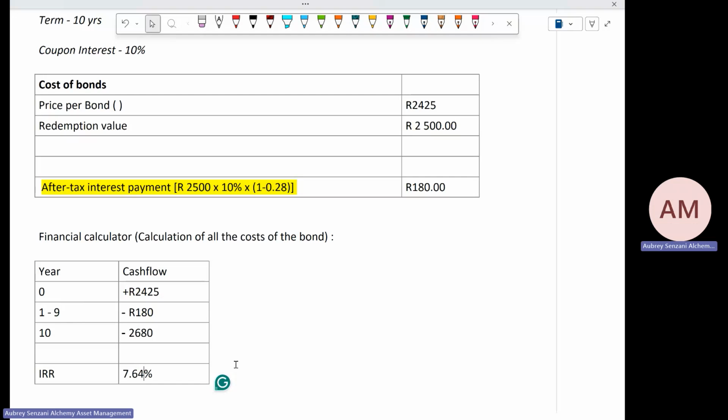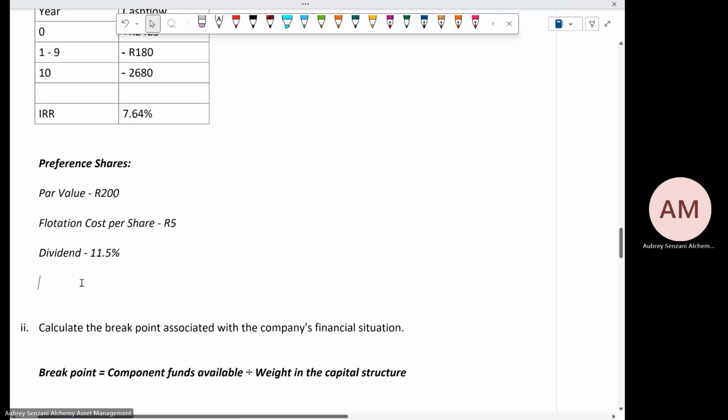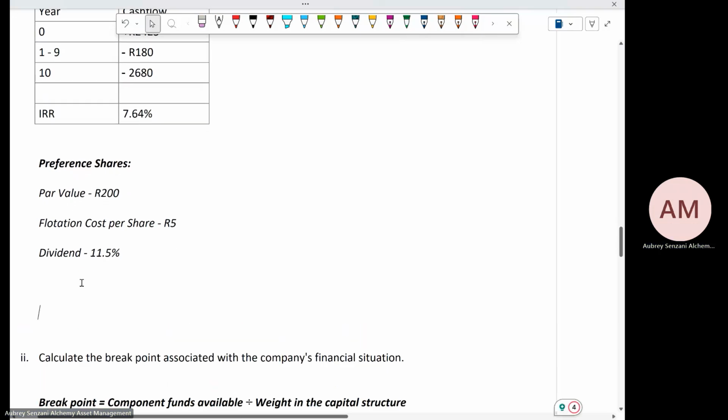So now I think, do we have all our costs of capital? No, one more. So let's just quickly calculate this, and then we'll take a breather. So preference shares. How do we calculate our cost of capital?